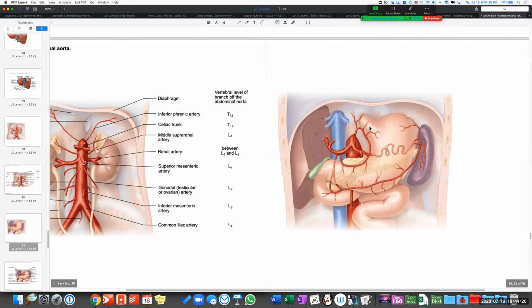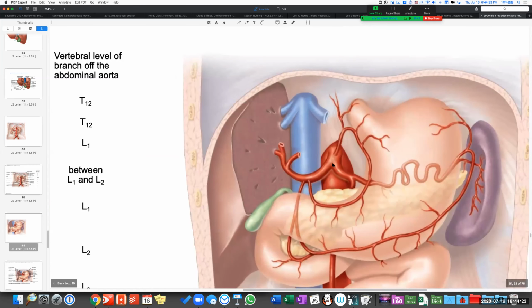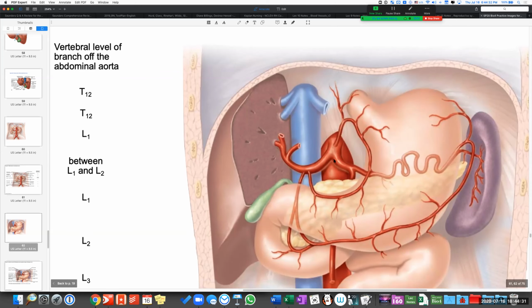Now here's another image showing where that celiac trunk is in relation to your abdominal viscera. This is your stomach. The celiac trunk branches into three branches. This one is the left gastric artery. And then this one is the common hepatic artery because it goes toward the liver. Hepatic is liver, right? And then we have this one known as the splenic artery because it courses to the left toward the spleen.